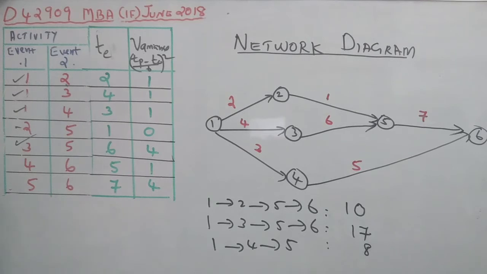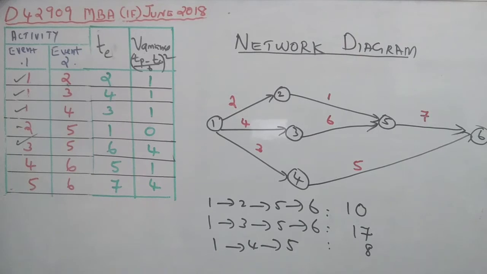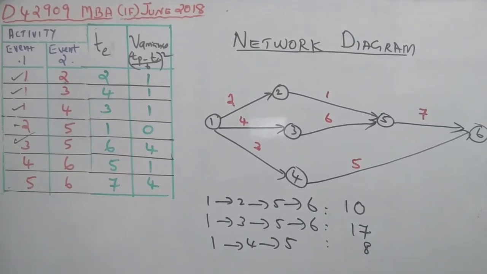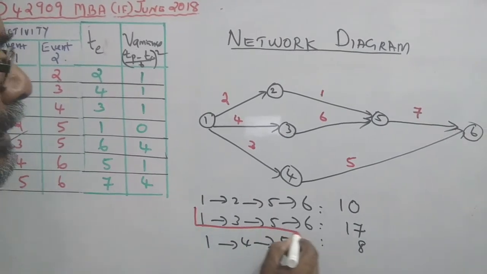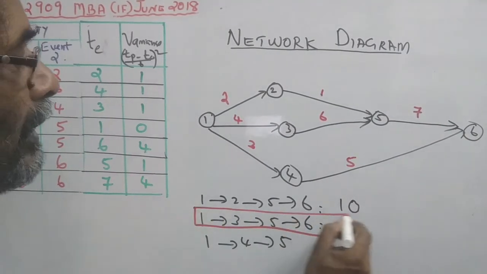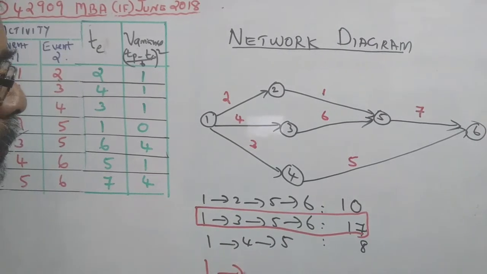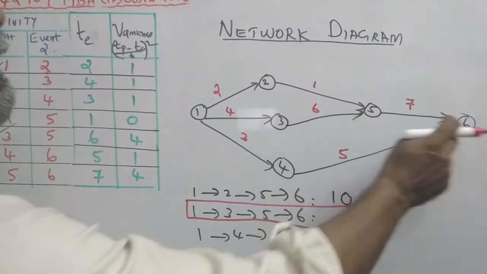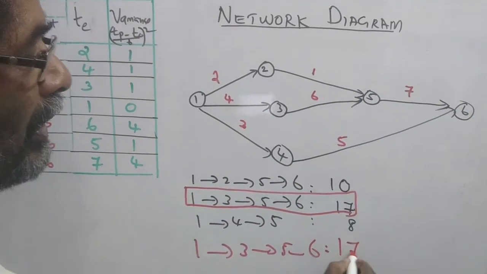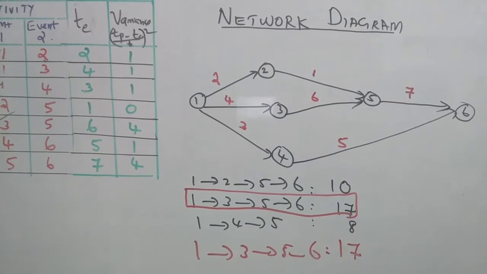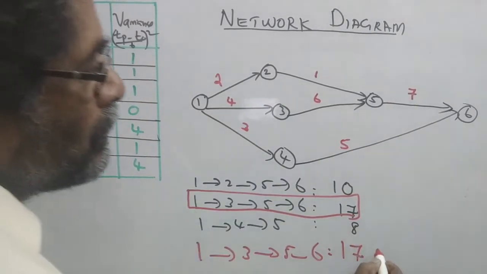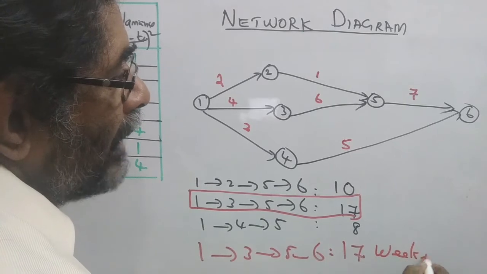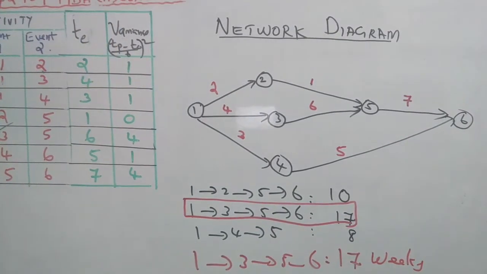Then which is the critical one? Listing all the paths, select the path which gives the largest value. That is the minimum time required for the completion of the project. This is the critical path, that is 1 to 3, 3 to 5, 5 to 6, and the duration is 17. In the information, the data is given in weeks. So the duration is 17 weeks.